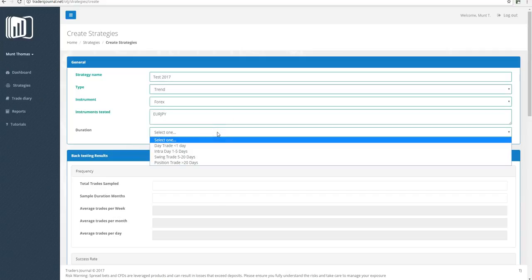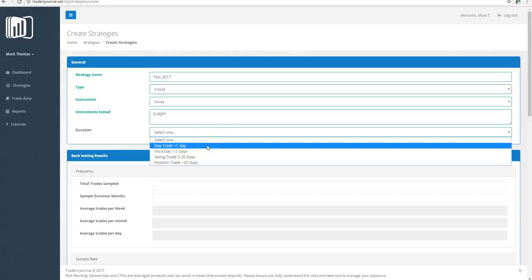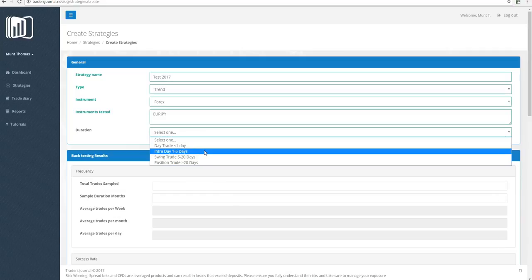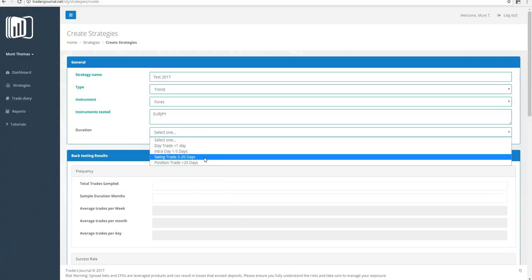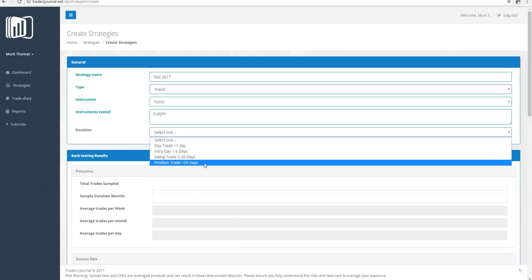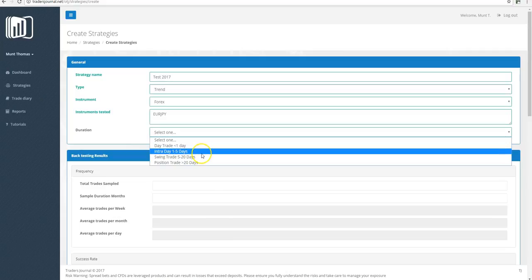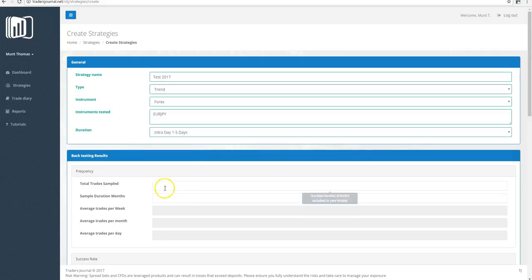duration. Now finally, duration. This is how long does an average trade last? Are we looking at open and close in the same day, a day trade? Are we looking at an intraday trade, so within the week? A swing trade, which is, it says 5 to 20 days, 3 days plus, I would say, or position trade. By that I mean it almost is verging on investing. A position trade is more than 20 days, 20 working days, it's about a month. So we're looking at things where you're buying and holding fundamentally. Now, for this particular test, some of them will be within 1 day, but generally the principle is probably 1 to 5 days, so intraday trading.